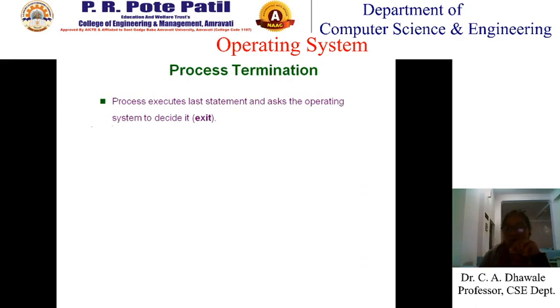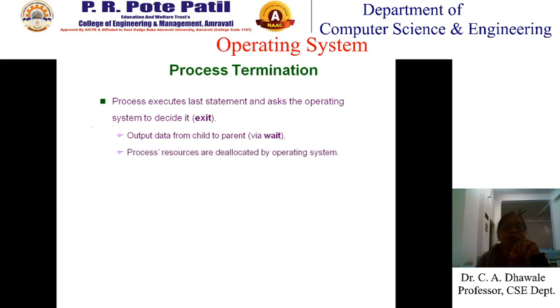Process termination. Now, how does process termination take place? In Linux or Unix, it takes place with exit. The process executes its last statement and asks the operating system to delete it. The output data from the child is given to the parent because the parent is waiting for the child, and the process resources are deallocated by the operating system. When the child gets terminated, whatever resources have been allocated to it are deallocated by the operating system.